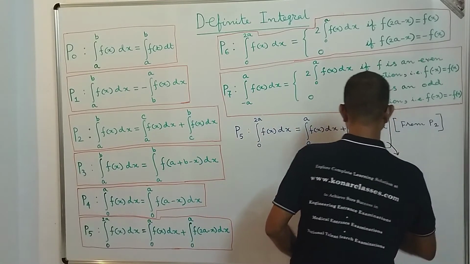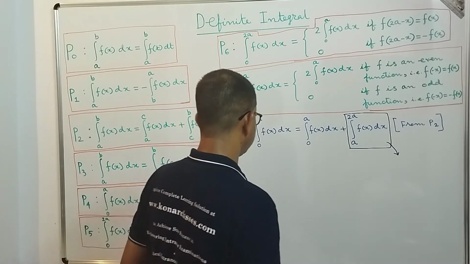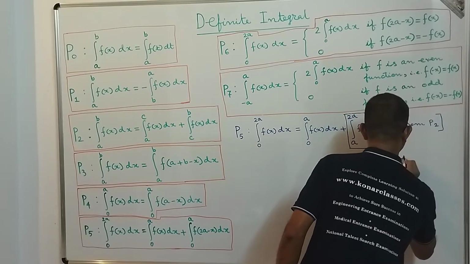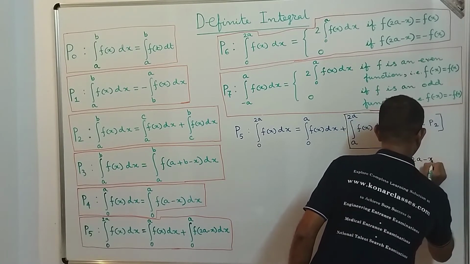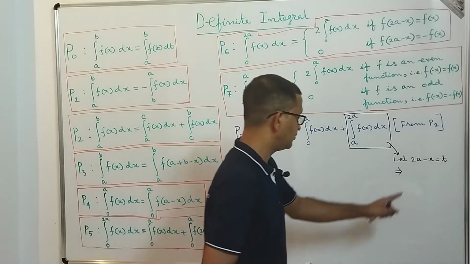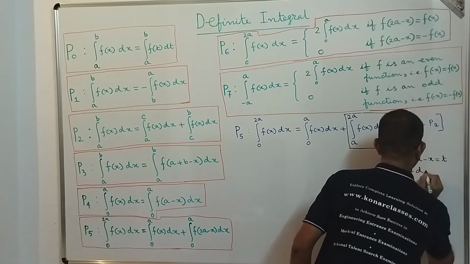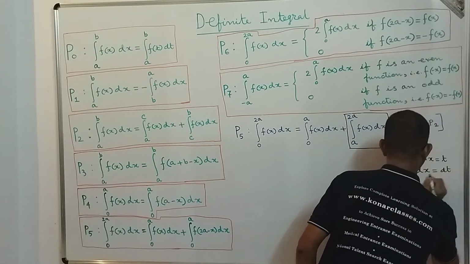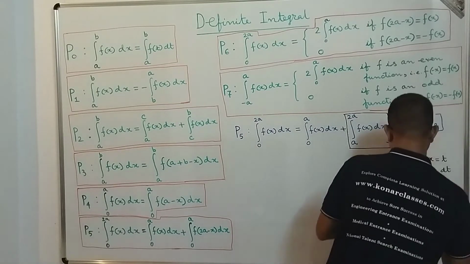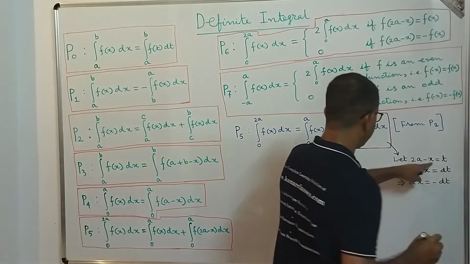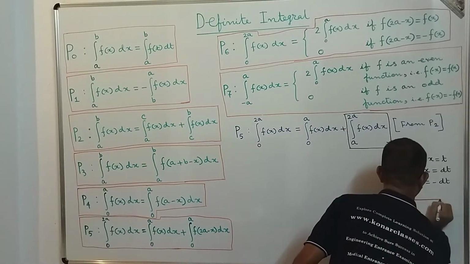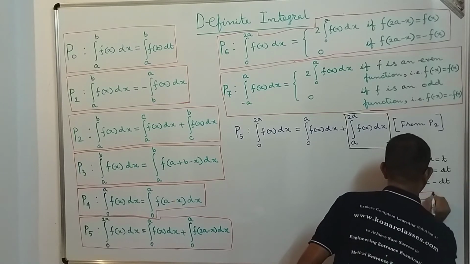For that, let's make a substitution: let 2a minus x equal t. Now if we differentiate both sides, we get minus dx on the left hand side equal to dt. That implies dx is equal to minus dt. Now as we made this substitution, we need to change the limits as well, for which we need to construct this table of x to t.